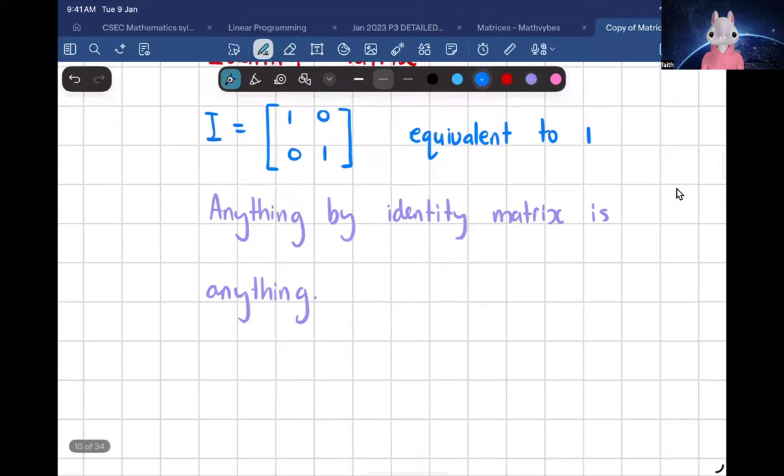Let me give you an example. We're going to move on to matrix multiplication just now. So there's a little intro, right? I can show you one time. So imagine you had an identity matrix.